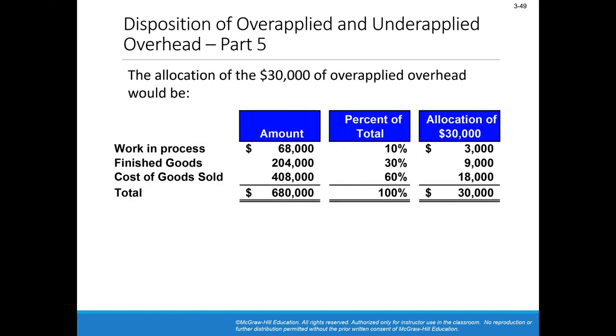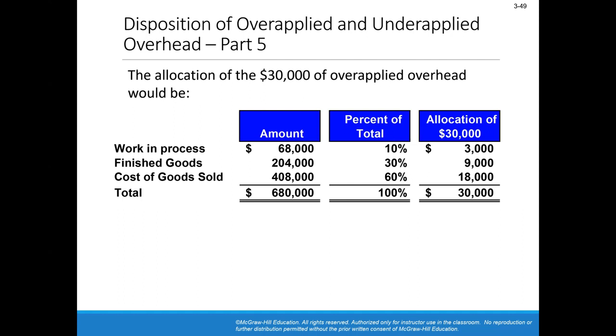Okay, so this is how we would break it out. We have our percentages based on what we just calculated. That's the first two columns. Then we're going to use those percentages to break up the 30,000. So work in process is 10%, so we take 30,000 times 10%. For cost of goods sold, it's 60%, so we take the 30,000 and multiply it by 60%.